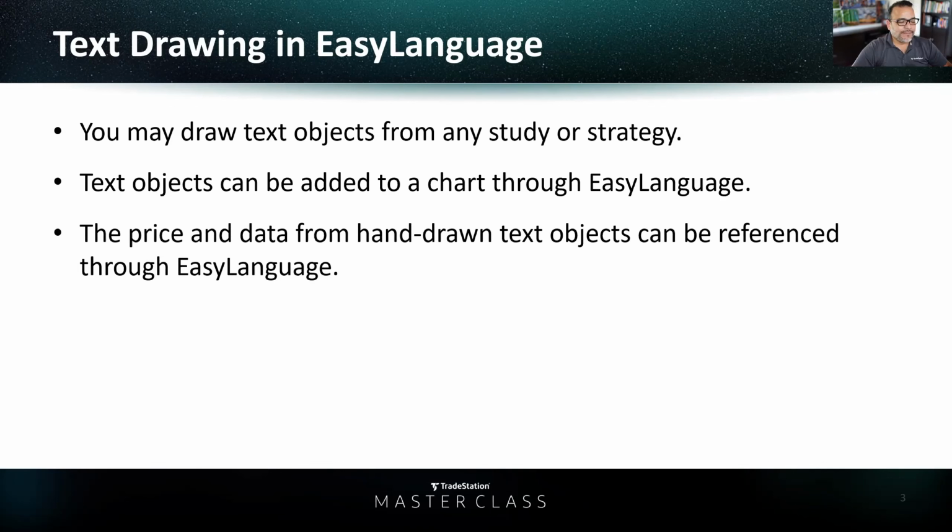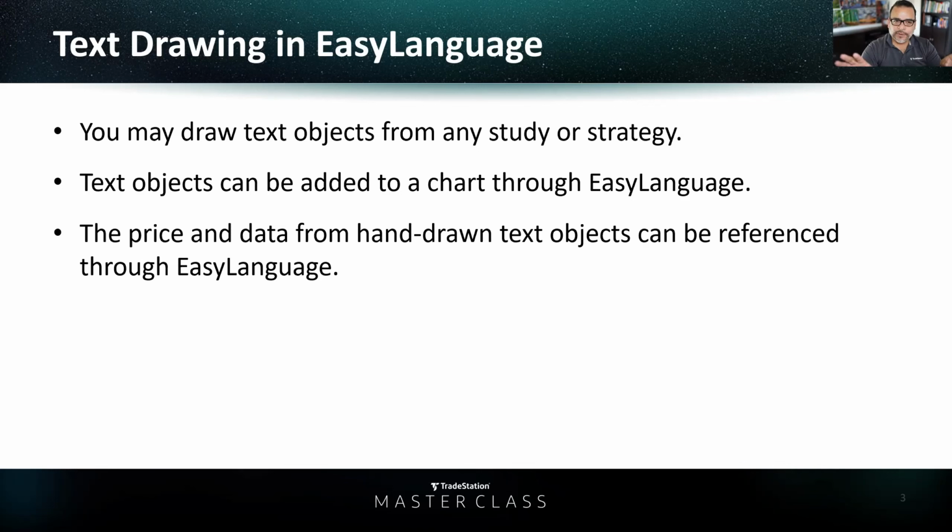The price and data from hand-drawn text objects can be referenced through EasyLanguage. Yes, when you hand draw some text on the chart, EasyLanguage can see it and can identify it, similar to when you draw a trend line. I'm not sure if you guys have used one of the built-in strategies in TradeStation that generates a trade based on a hand-drawn trend line. You can draw a trend line, and if the price touches that line, it'll generate an order. So you can see that EasyLanguage is able to see any drawing that you do on the chart and identify it. Not the example we're going to work on today.